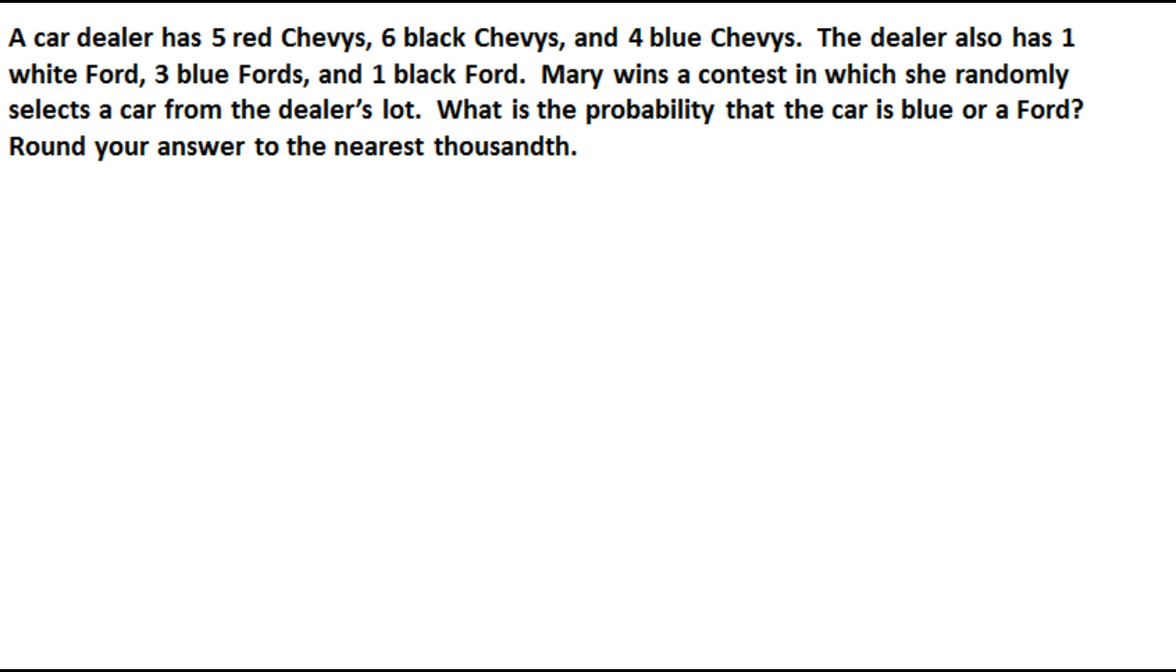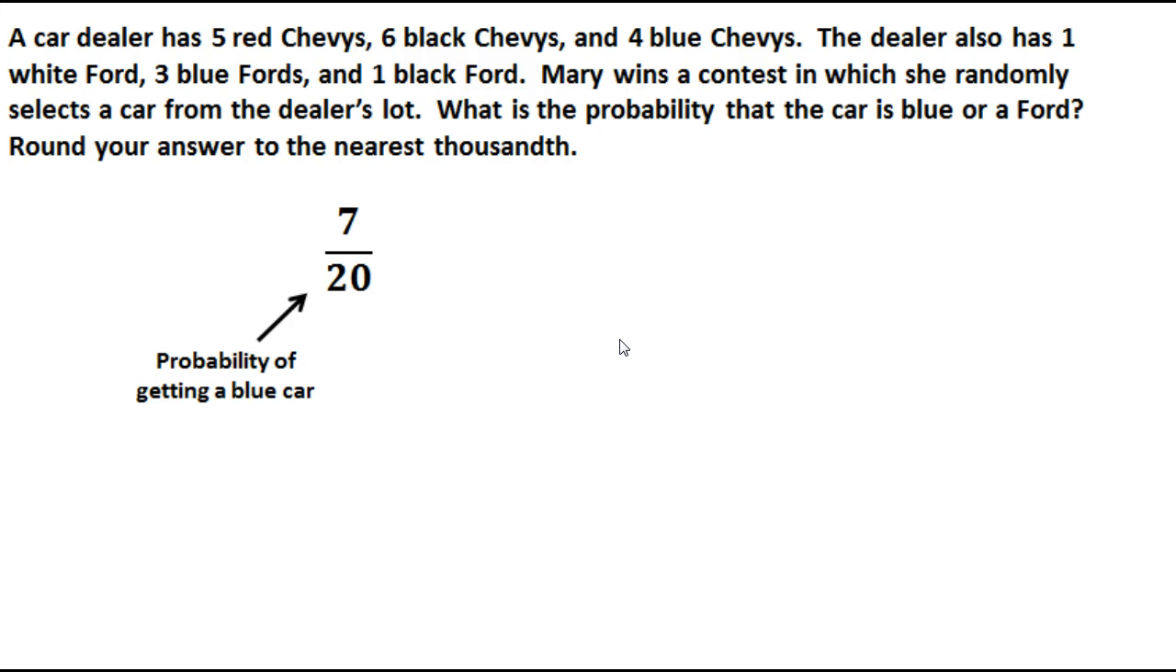Okay, so first we want to determine what the probability is that she gets a blue car. Remember, probability is our desired outcome, what we want to have happen, divided by the total number of possibilities. Our desired outcome in this case is either 4 blue Chevys or 3 blue Fords. Those are both blue, so our desired would be 7. And the total number of cars, if we add all these up, 5 plus 6 is 11, and 4 is 15. Then we've got 1 and 3, and 1 is 5, so 15 plus 5 is 20. So the probability of getting a blue car is 7 out of 20.